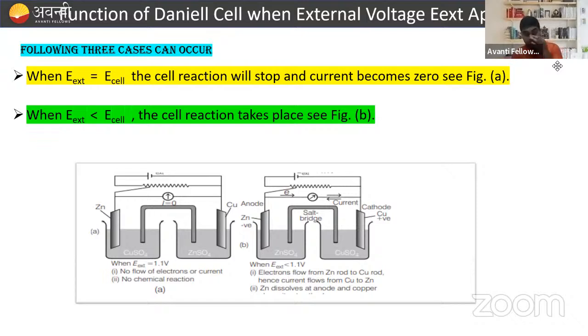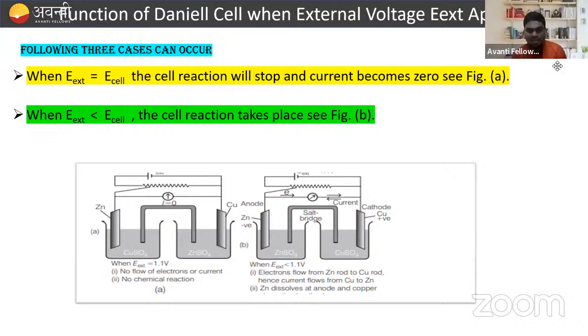In figure A, we know that in case of the Daniell cell, the E cell is equal to 1.10 volt. If you exactly apply the same voltage of 1.10 volt, right? If the external voltage is also 1.10 volt, then no flow of electrons or current, or we say no chemical reaction will take place. Now, when the E external is less than the EMF of the cell, right? Then the cell reaction takes place as you see in figure B. Basically, in this, the external voltage is less than the cell voltage, right? It means the external voltage is less than 1.1 volt.